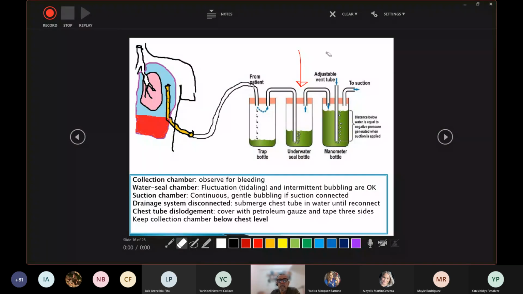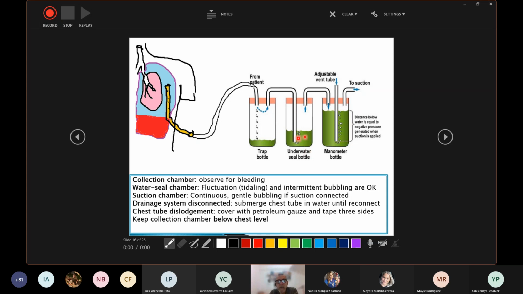So summarizing, you see a movement of the column of water inside the tube going up and down, coincident with the respiration of the client. Breathing in, it ascends. Breathing out, it descends. And at the end of the descent of the column of liquid, you see a bubbling of air there. So it's an intermittent bubbling of air.